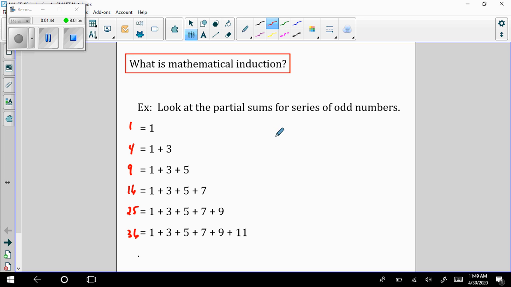So my rule would be that the sum of a certain set of numbers for this odd number series would be n squared. So this is 1 squared, 2 squared, 3 squared, and so on for my first term, my first two terms, and my first three terms. All right, so what we're going to do in a little bit is prove that that's an always true statement for any natural number n.